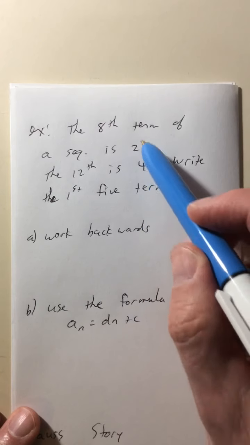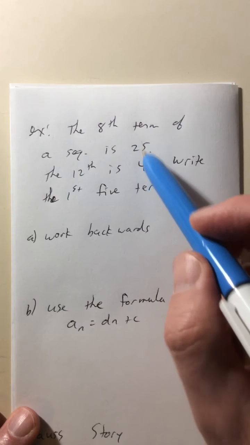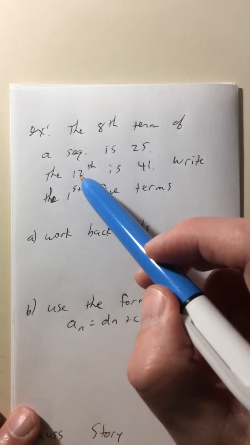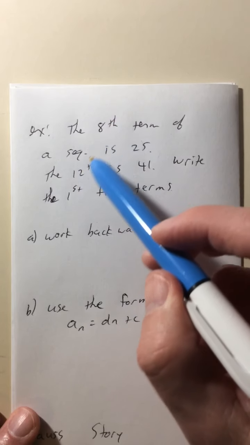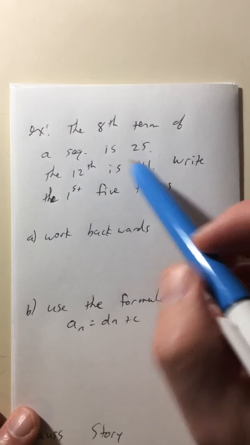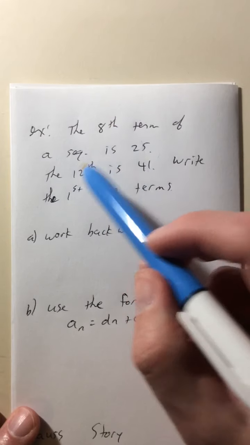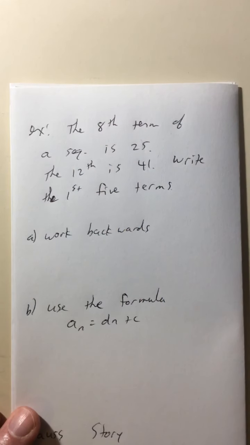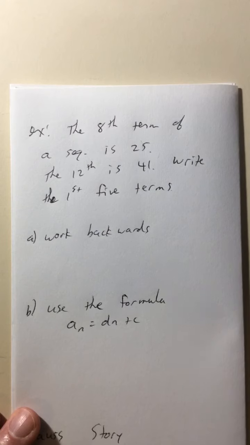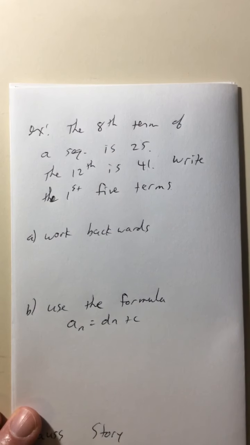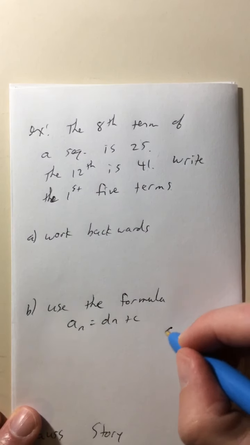So the difference between these two guys is 41 minus 25, that's 16. And there are 4 terms that separate them. And so 16 divided by 4. So the common difference here is 4. So common difference is 4. I'm going to use that down here. So I'm going to say that d equals 4.